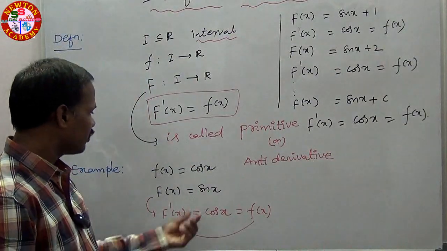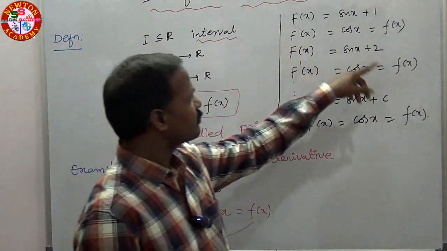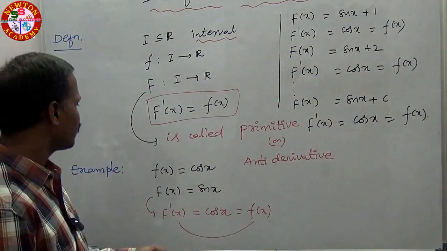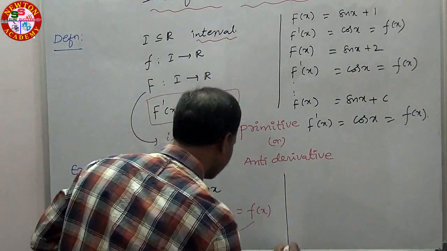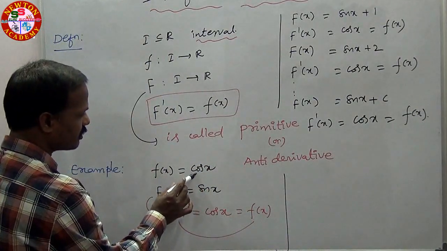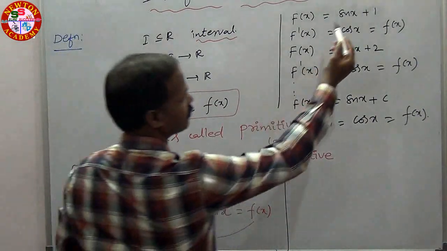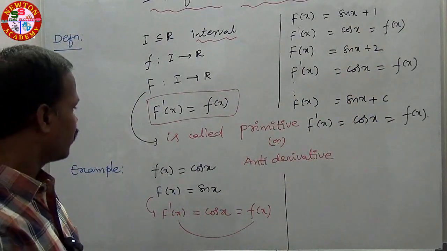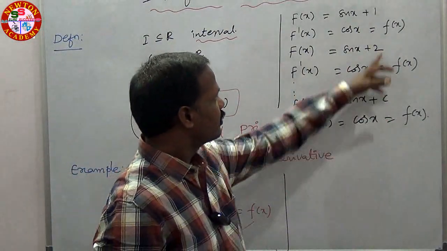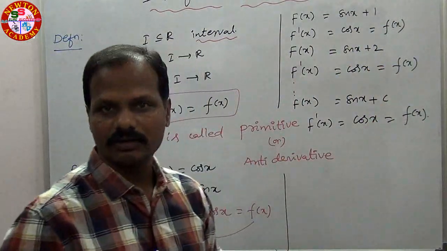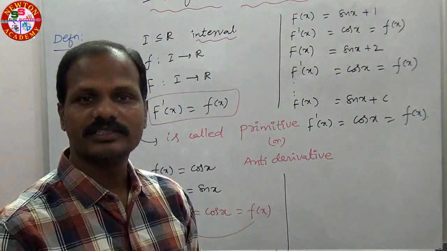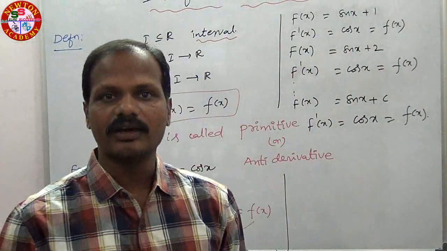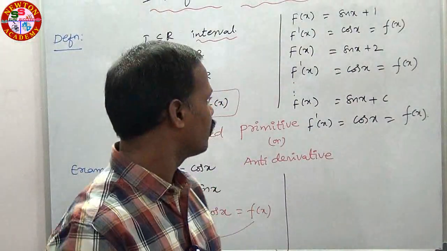So, that means for all these functions, sin x, sin x plus 1, sin x plus 2 and so on, we have the same derivative. I mean, cos x has primitives sin x plus 1, sin x plus 2, and so on, sin x plus c. Here these 1, 2, 3 and so on are called constants. Its name is constant of integration, or integral constant. Understood?